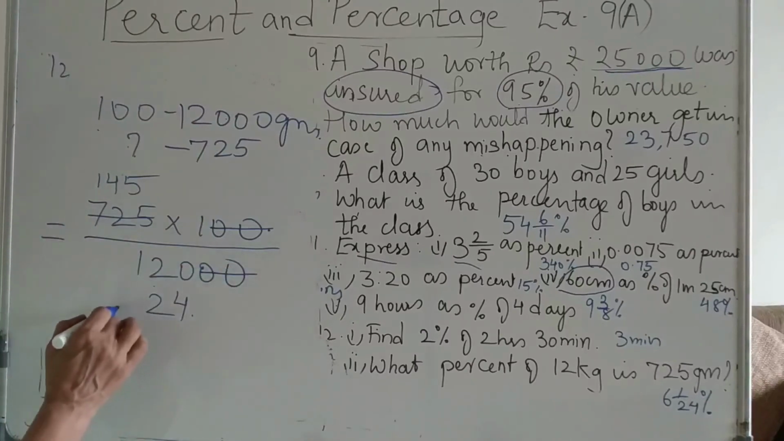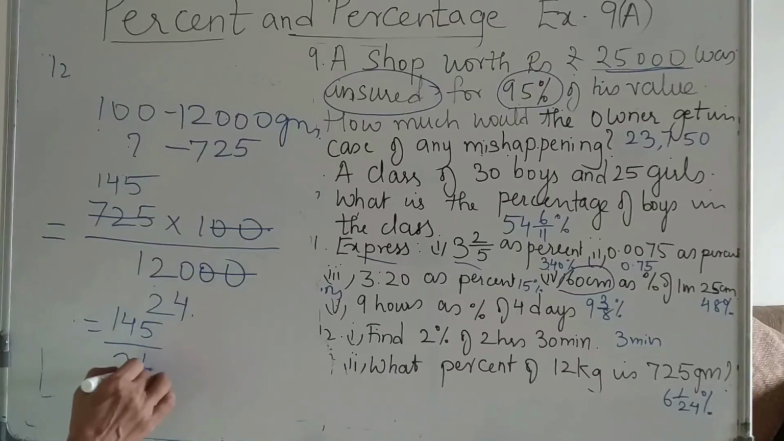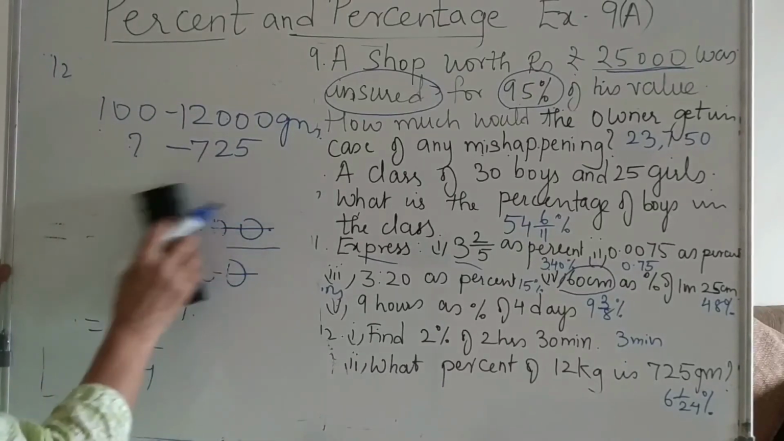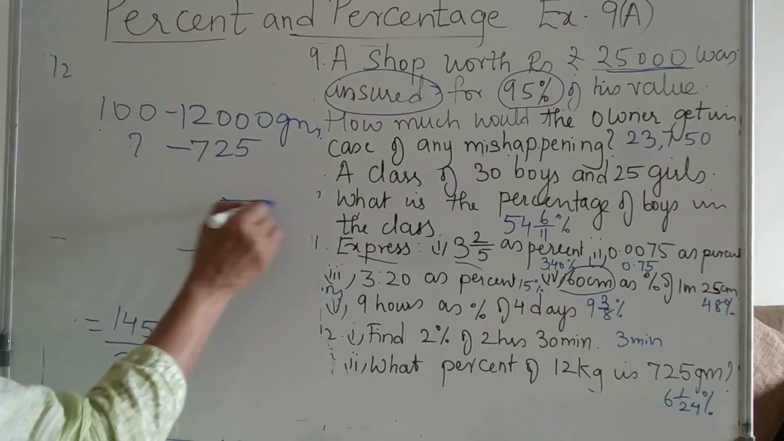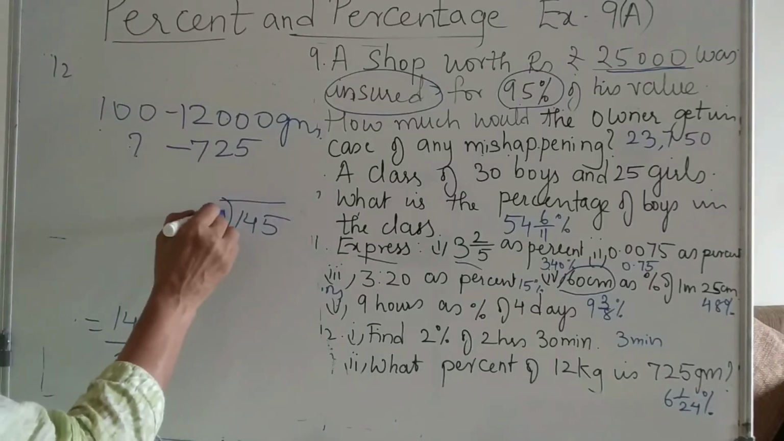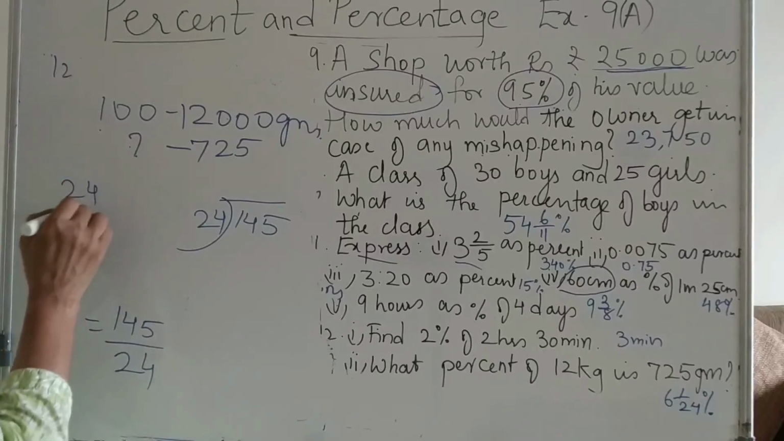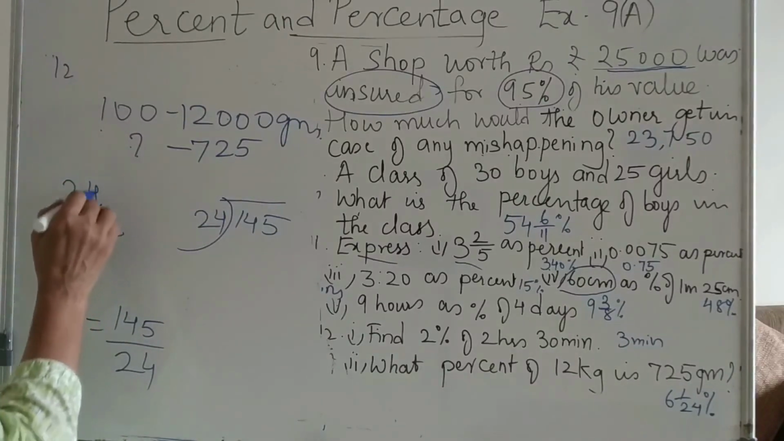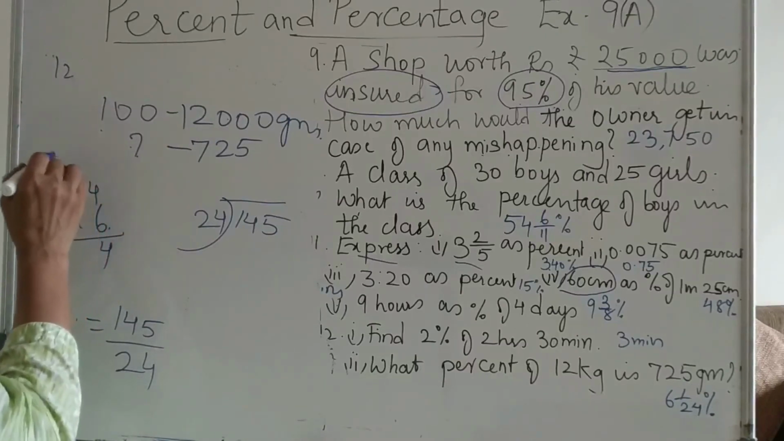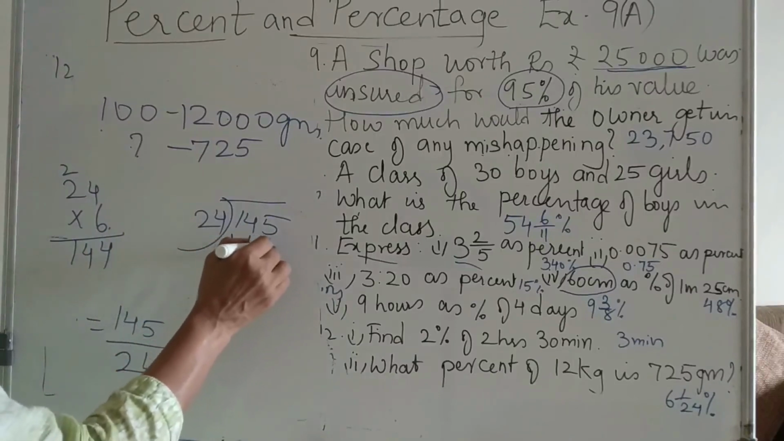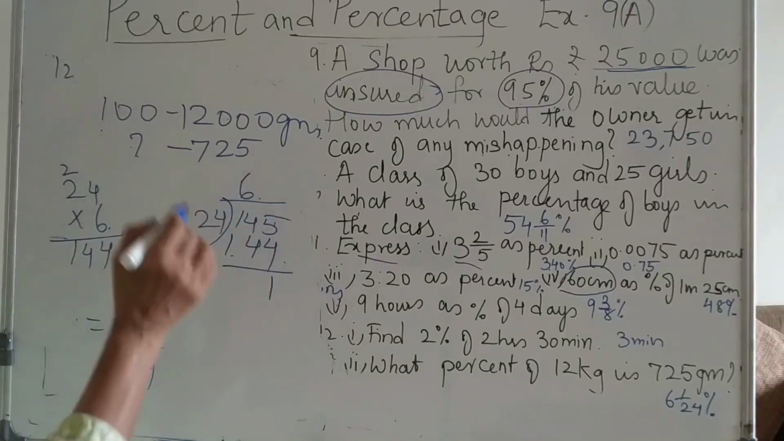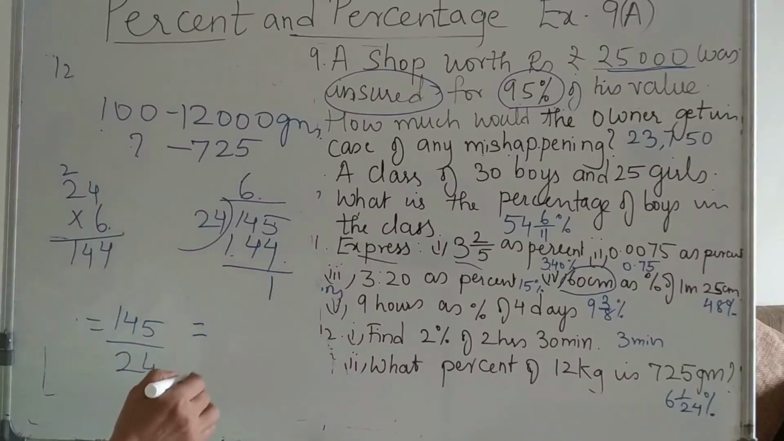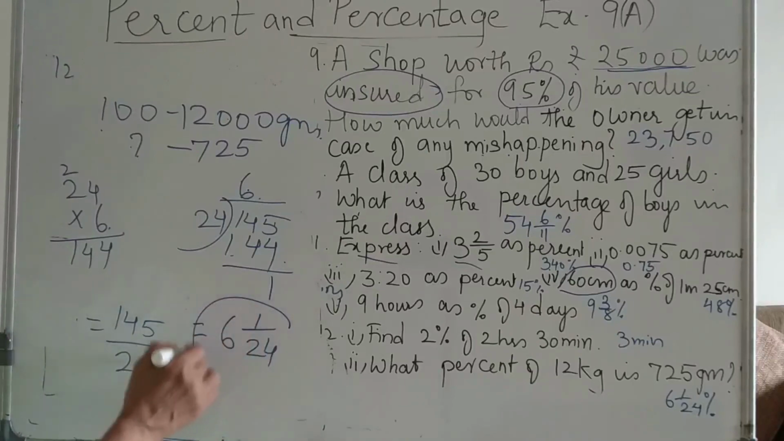145 divided by 24. So let us see how it is further division. So now here 145 you divide by 24. Now 24 6 4s are 24. 2 12 13 14 144. So this is 144. 5 minus 4 is 1 and it is 6, 144. So here you can write it as 6 1 by 24. So this is the answer.